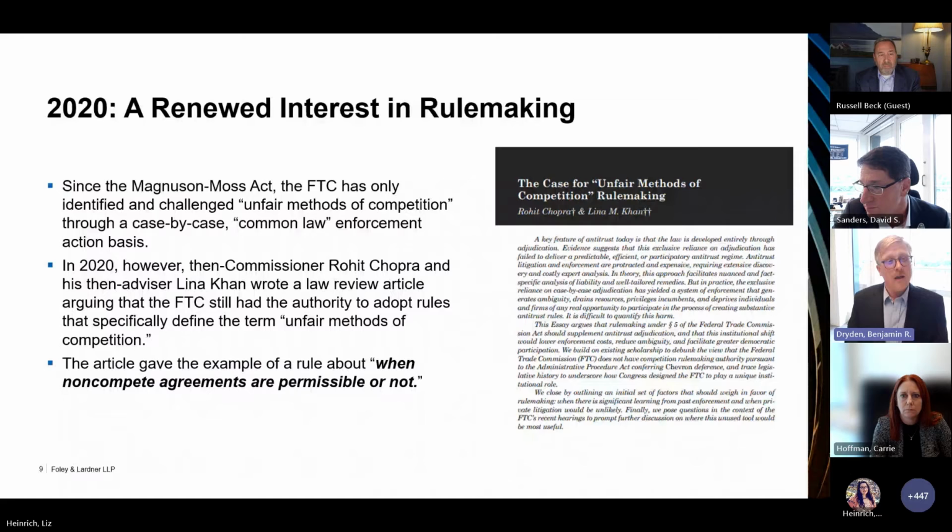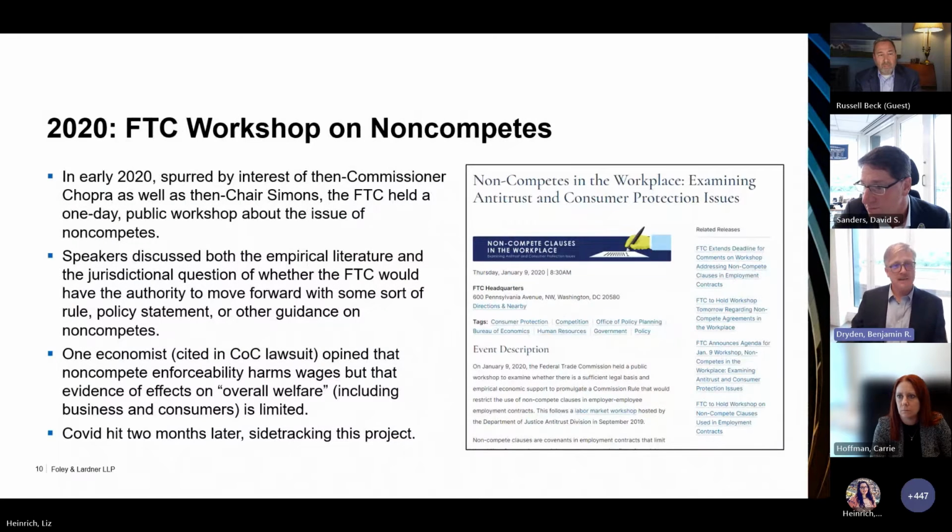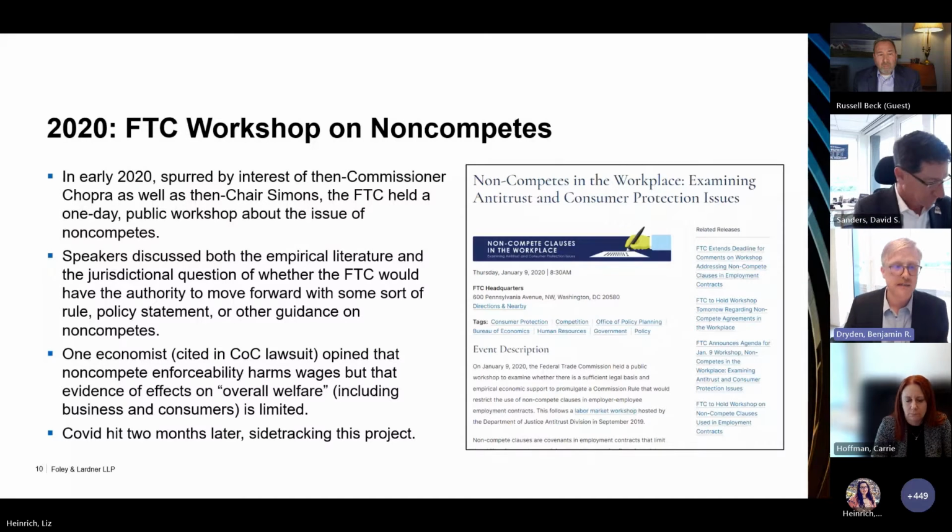Next slide. An important detail that has been missed in a lot of the commentary is in January 2020, the FTC under Trump held a workshop examining whether there was a sufficient legal basis or empirical support to adopt some sort of a rule or policy statement or guidance about non-competes. It was an issue Trump's FTC really was looking at. And the whole project got derailed because 2 months later, COVID happened, and there were just more pressing issues. But this is an important part of the story.